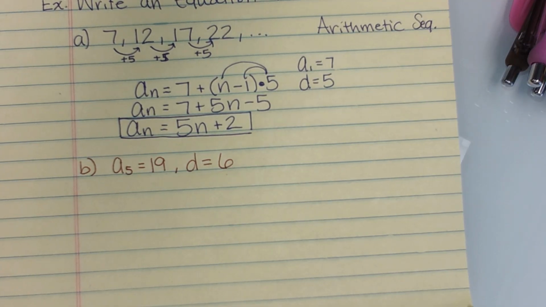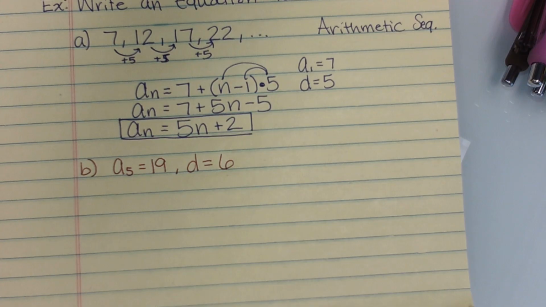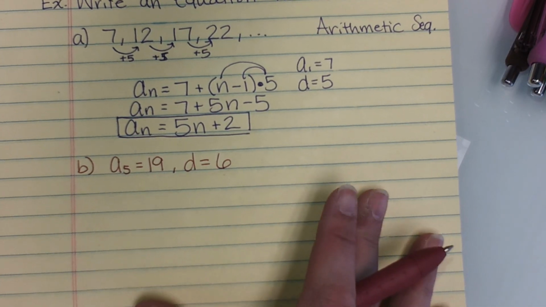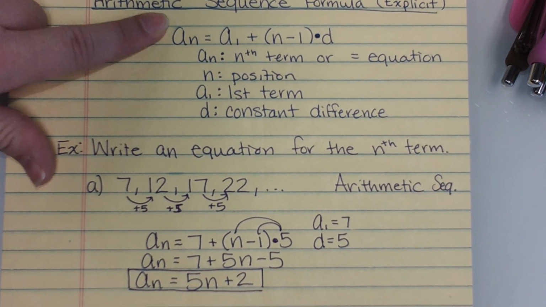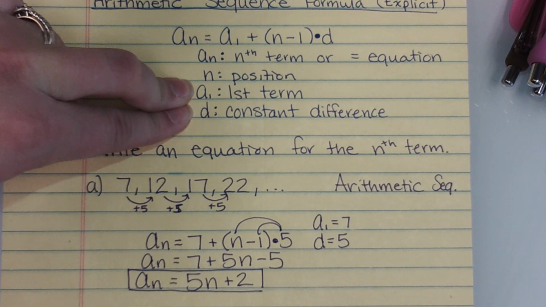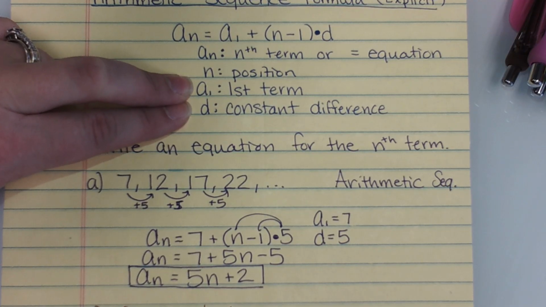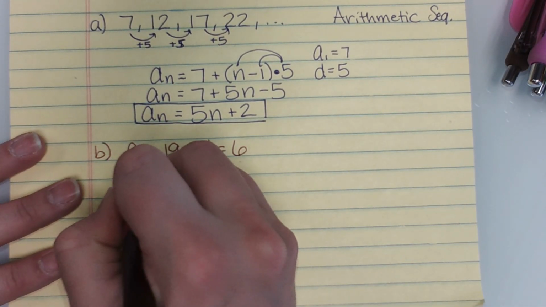Sometimes, when they want you to write this equation, they're going to give you a term in the list and the constant difference. Now, in order to write my equation in this form, a sub n and n stayed letters, but a sub 1 and d had to become numbers, so I need both d and a sub 1. I have d, but I don't have a sub 1, which means I need to find a sub 1 first.